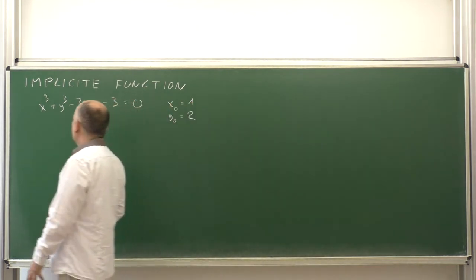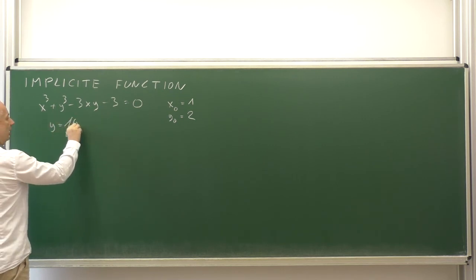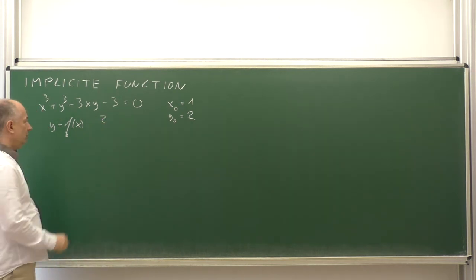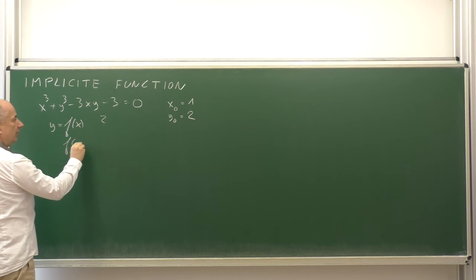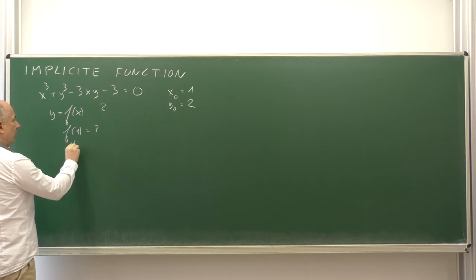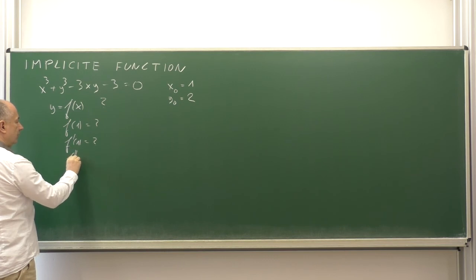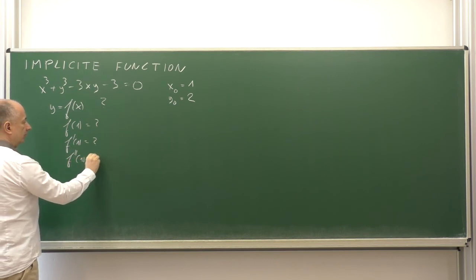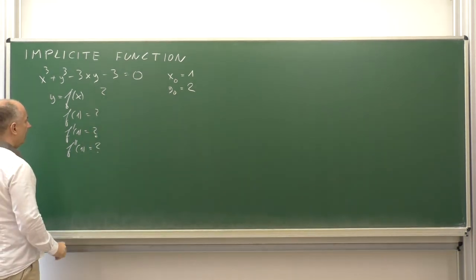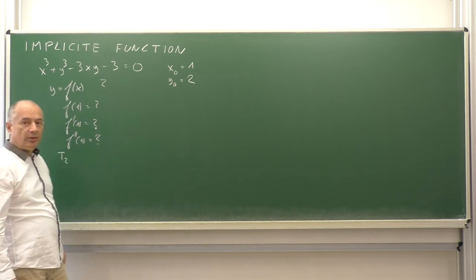So the question is whether this equation defines a function small f relating x and y, and if so, what is the function value at 1? What is the first derivative at 1? And what is the second derivative of the function small f at 1? This is question mark, right? Not 2. And if we have the second derivative, we can write the Taylor polynomial of order 2.